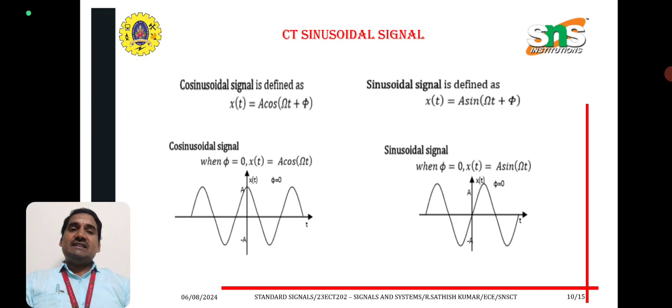Next one, CT sinusoidal signal. Cosinusoidal signal can be defined as x of t is equal to A cos(Ωt + φ). Therefore, for φ equal to 0, x of t is equal to A cos Ωt. The graphical representation can also be given.